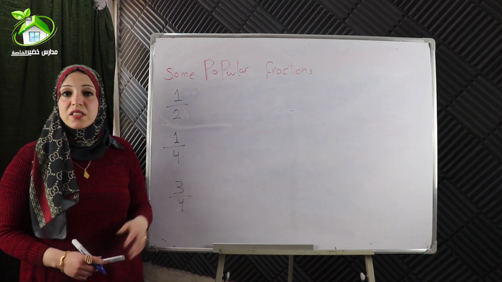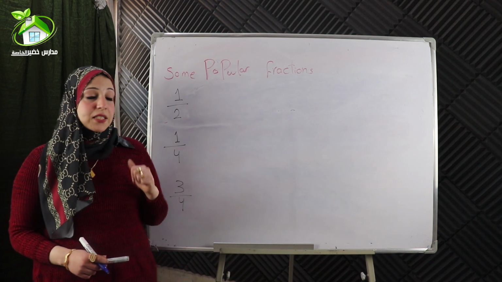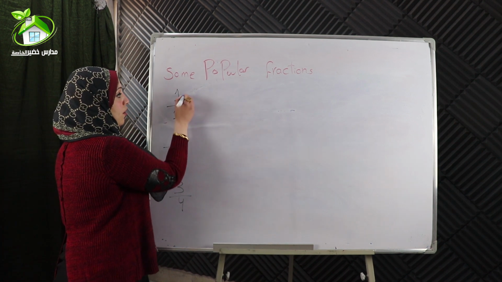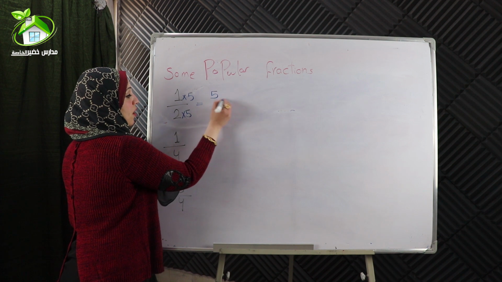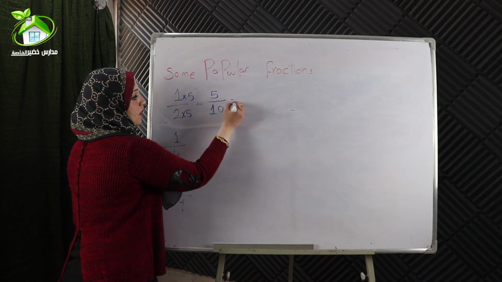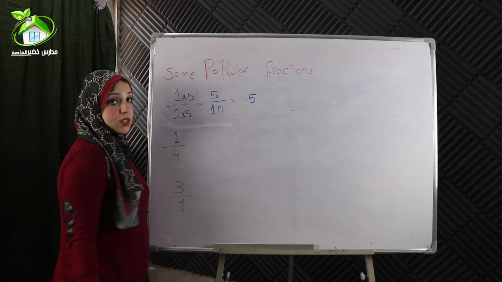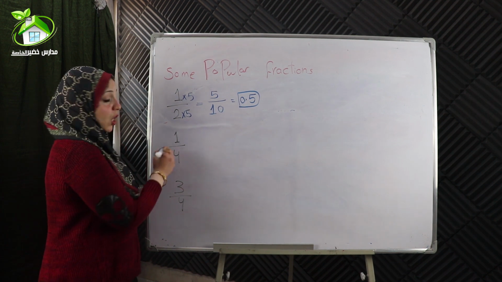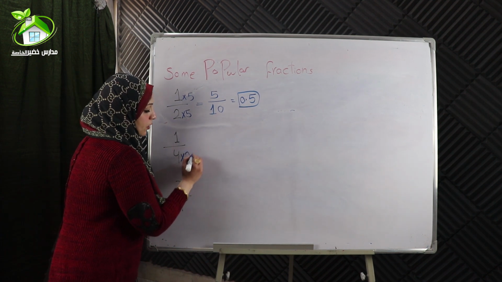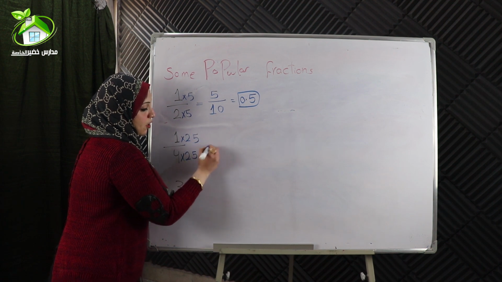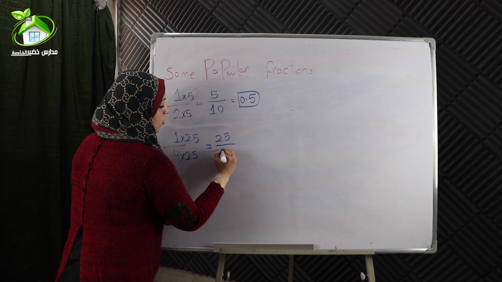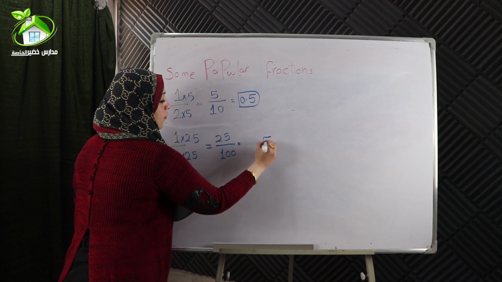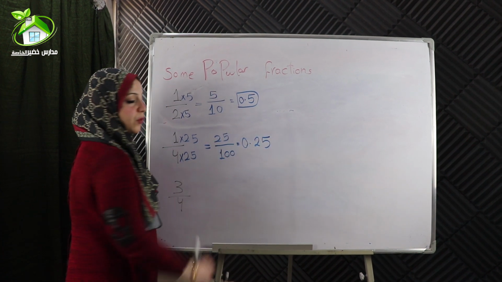Some popular fractions. The first one, half. Its denominator doesn't equal 10. So what can I do? I talked before that I can get an equivalent fraction to half by multiplying it by 5. 1 times 5 equals 5. 2 times 5 equals 10. And I put the point after 1 digit. So half equals 0.5. The next fraction, quarter. I can multiply it by 25, which gives 25 over 100. And I put the point after 2 digits from the right: 5, 2, point, and I can put the 0.